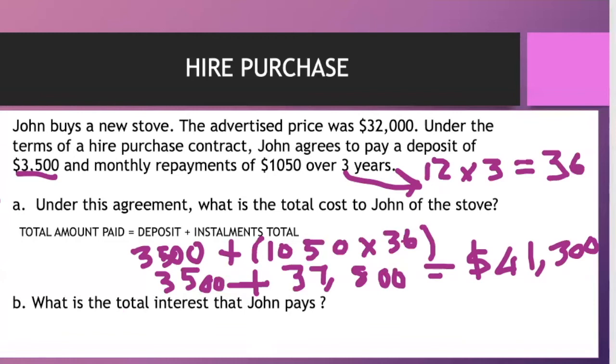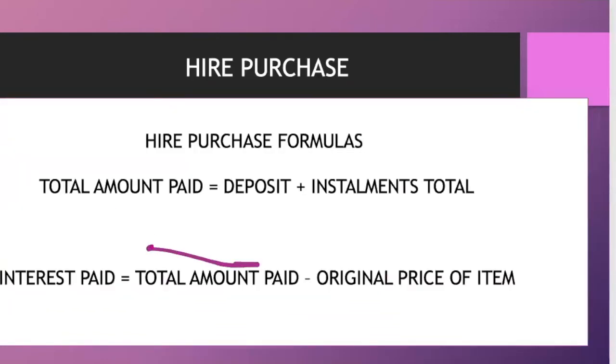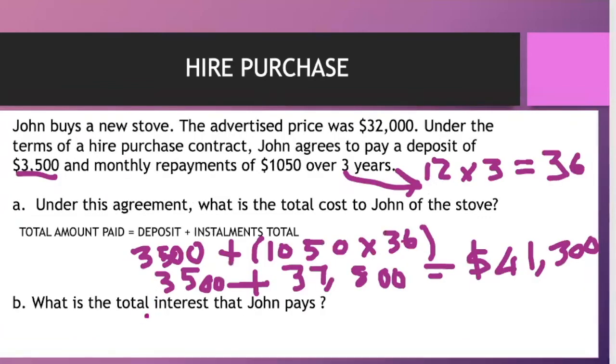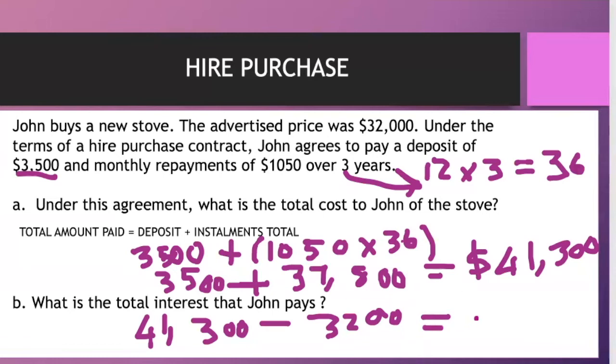Now, to find the interest, we have to do the difference. The total amount paid minus the original price. The total amount paid is 41,300, and the original price is 32,000. So I'm going to have minus 32,000. After subtracting this, this will give me my interest. So my interest on this is 9,300. This is the amount that the vendor is making if I choose this contract.